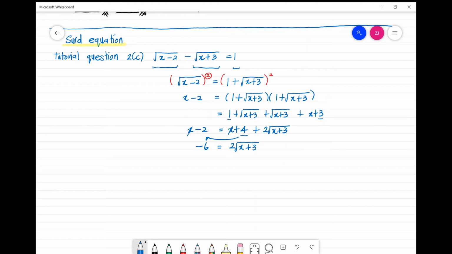Okay, again, we still have this surd symbol, right? So how to get rid of this surd? We again square both sides. Okay, so we will have 36 equals to 4 times x plus 3. Then we will have x plus 3 equals to 9, since 36 divided by 4 is 9. So x is 9 minus 3, which will give us 6. Okay, but then, do we have to accept or reject?